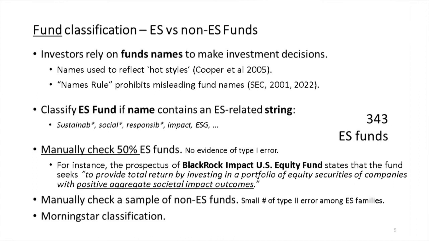We also check non-ES funds. We do find some type 2 error, and it's mostly driven by ES families. So for instance, Calvert may offer a fund that doesn't contain any of the keywords in the name, but we know that they are still ES, so we address that in a robustness test. We also have some tests related to the Morningstar classification, and in the next version of the paper, we use the Morningstar classification also as an alternative.